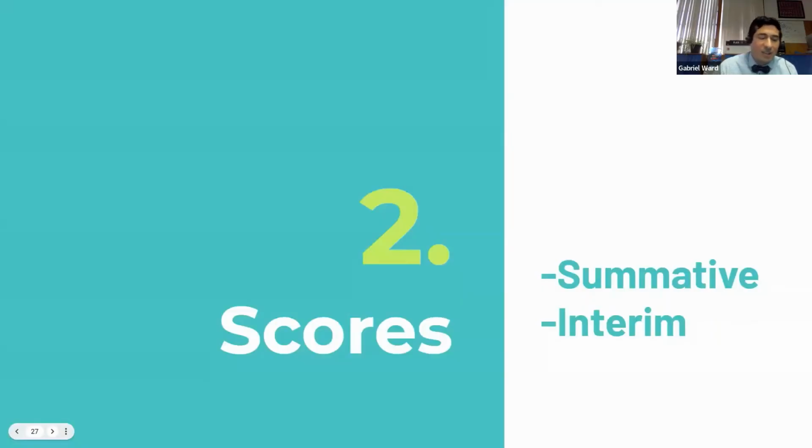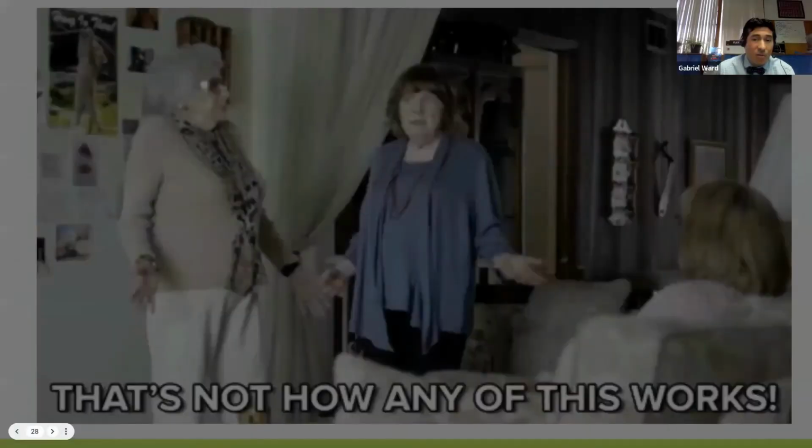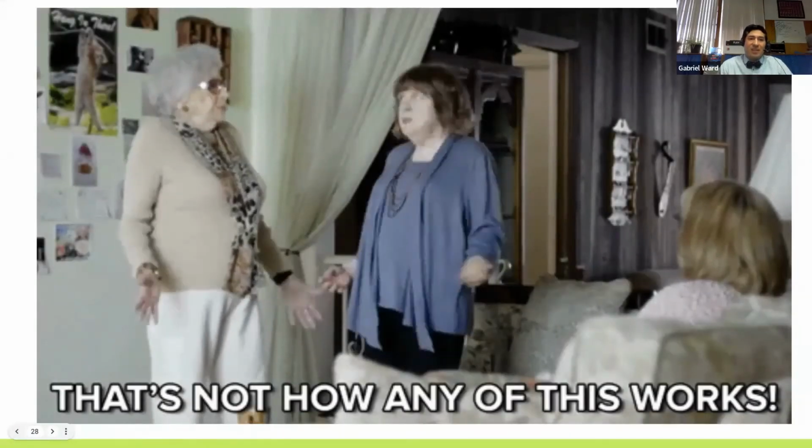Now, scores. One of the big things when we talk about understanding SBAC, I go back to, how did the scores come to us? Like, how are they reported, right? And one of the things, I love this meme: that's not how it works.